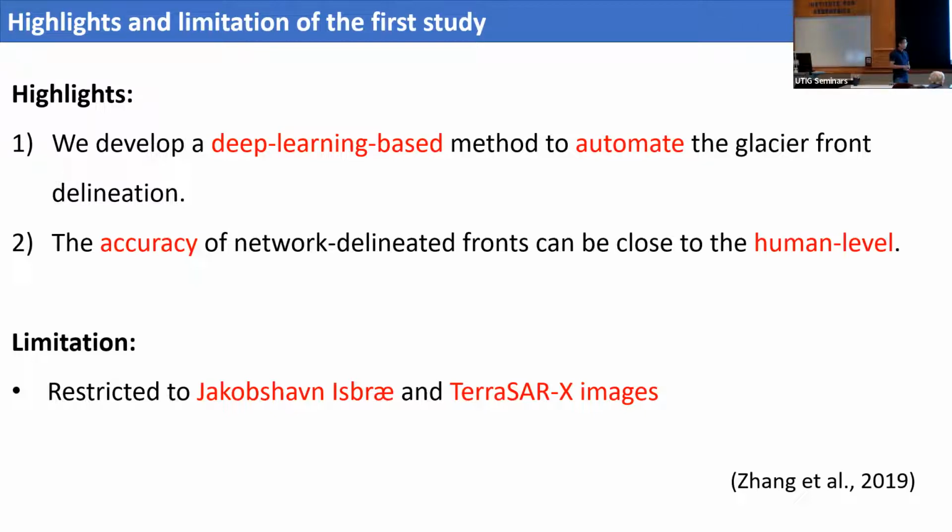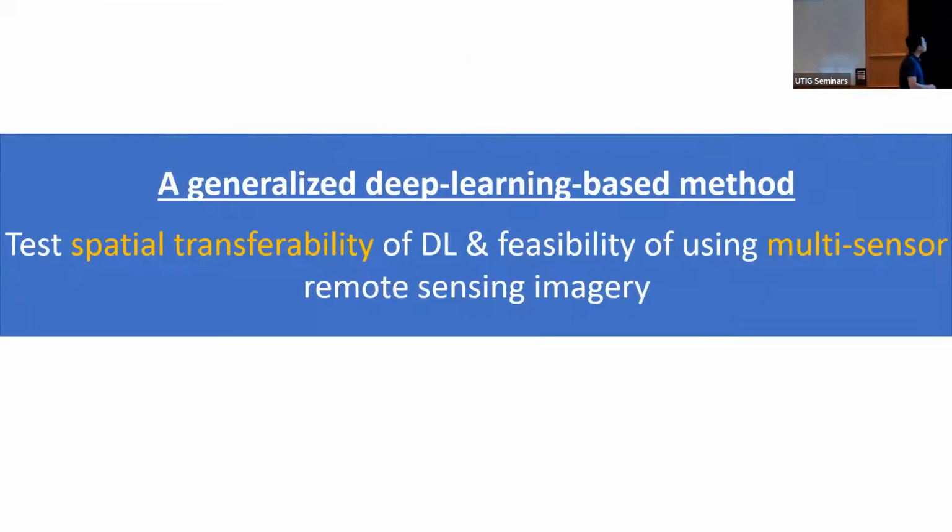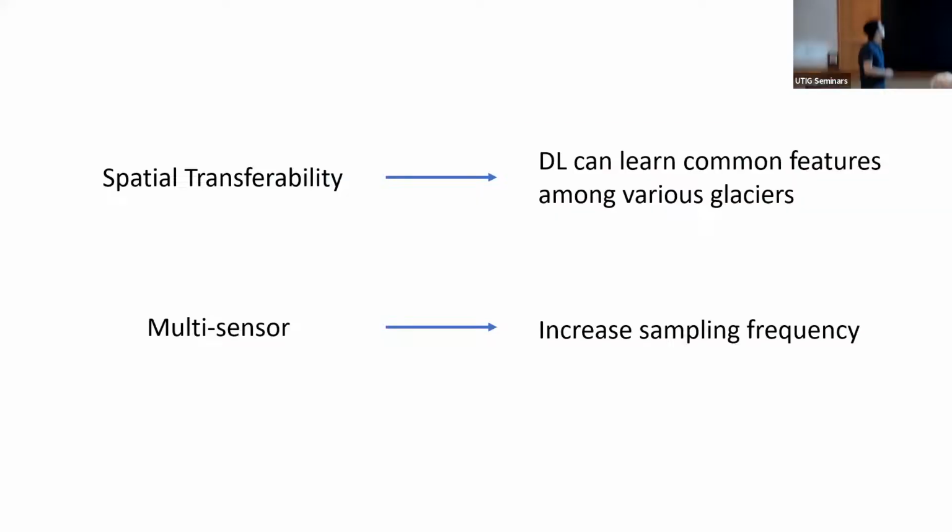But there is one limitation. This method is restricted to Jakobshavn, the largest glacier, and the TerraSAR-X images. If we apply this current network to other places in Greenland using another dataset, it's not going to work. And that's what we are going to do next. We need to test the spatial transferability of deep learning and the feasibility of using multi-sensor remote sensing imagery.